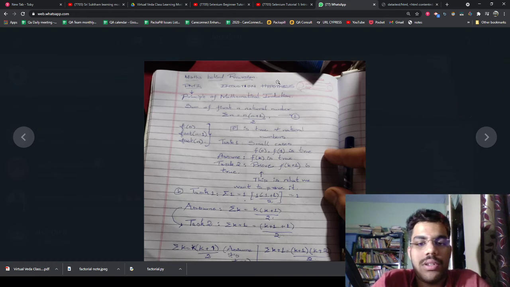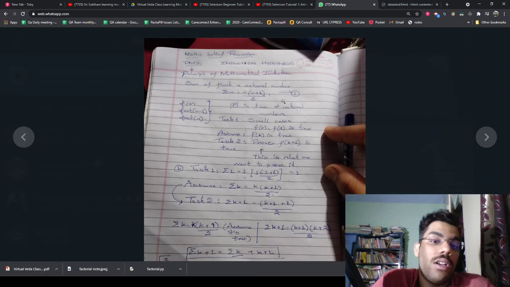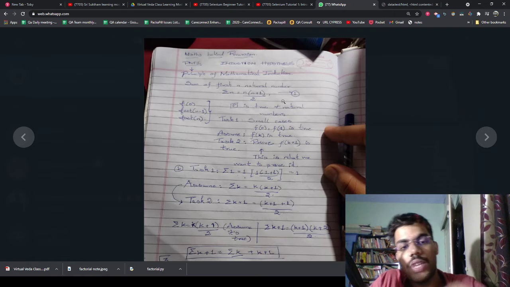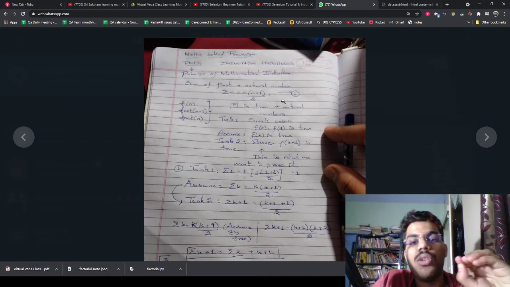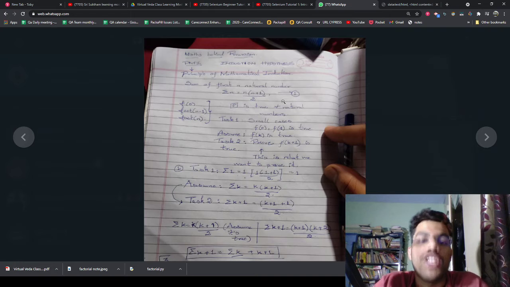So if we take some integer value or some character, f is true for all the natural numbers. Natural numbers means 1, 2, 3, or we can go up to n number of times. And the basic assumption here is f of k is true. So the first task is what we need to prove, small cases f of 0, comma f of 1 is true. This is what we need to prove.